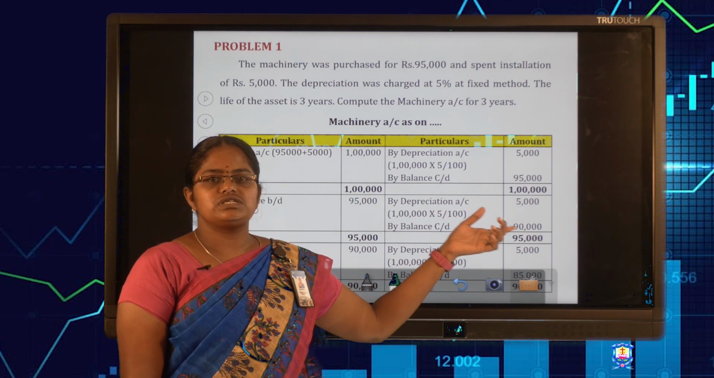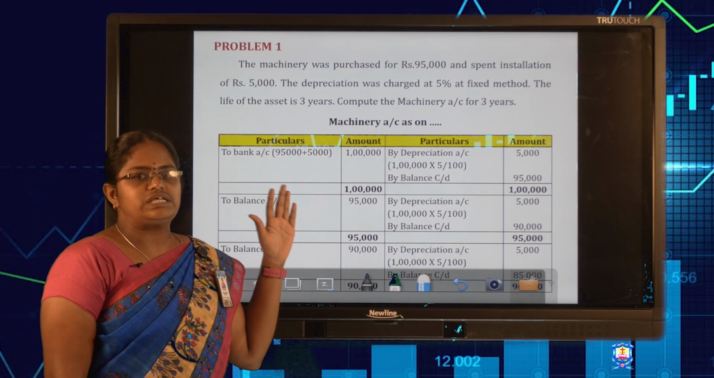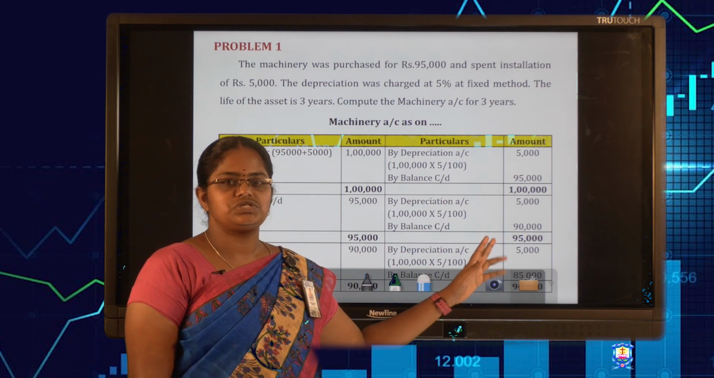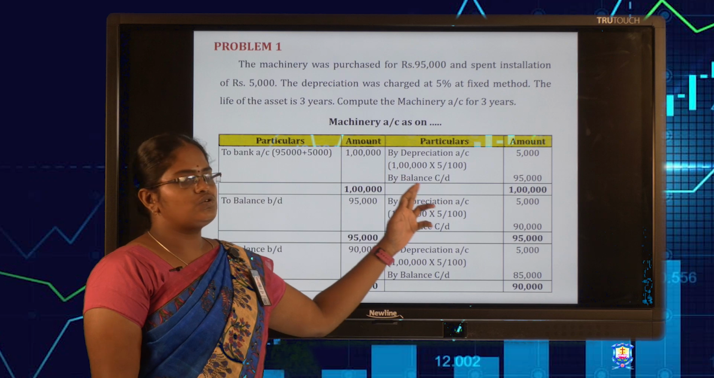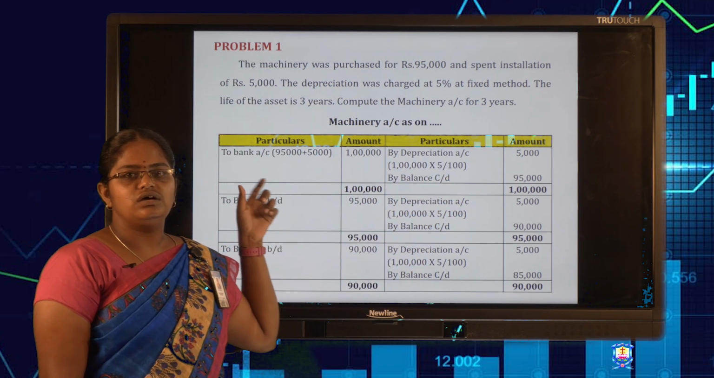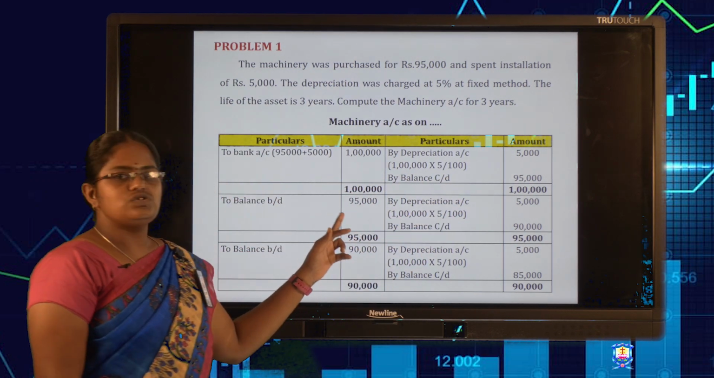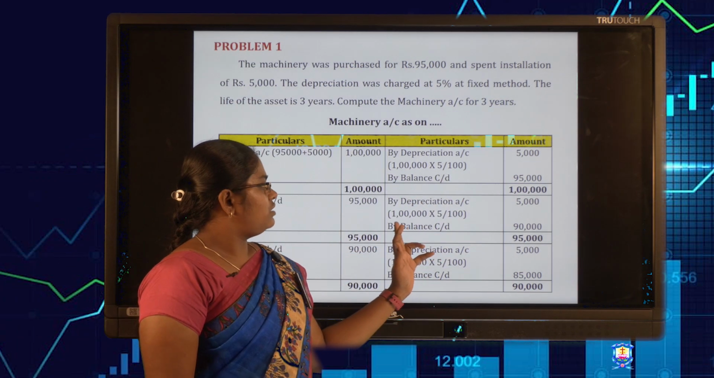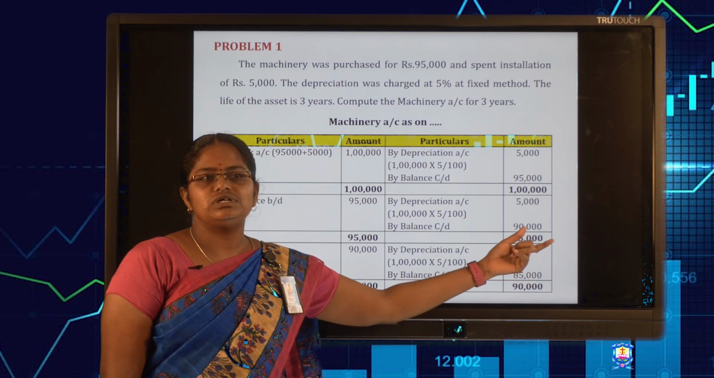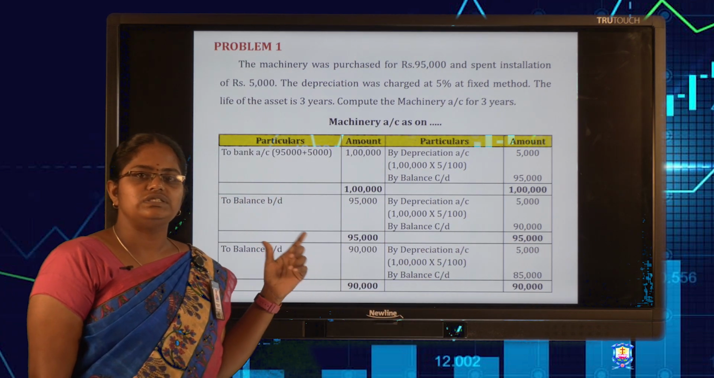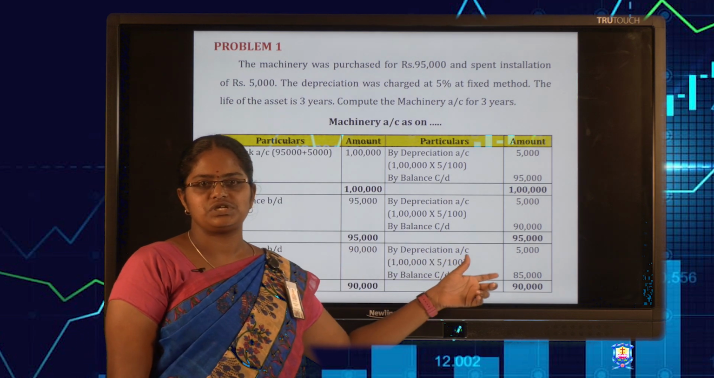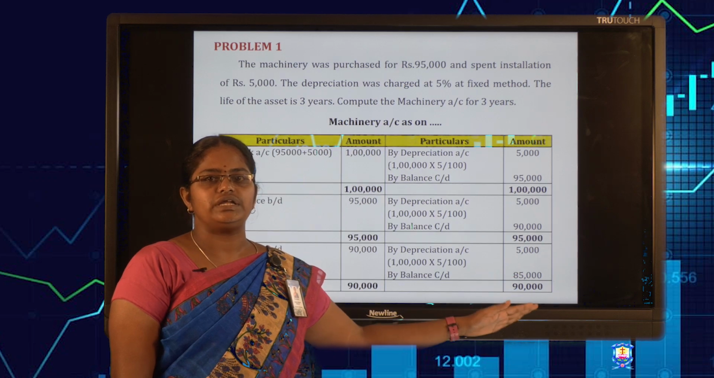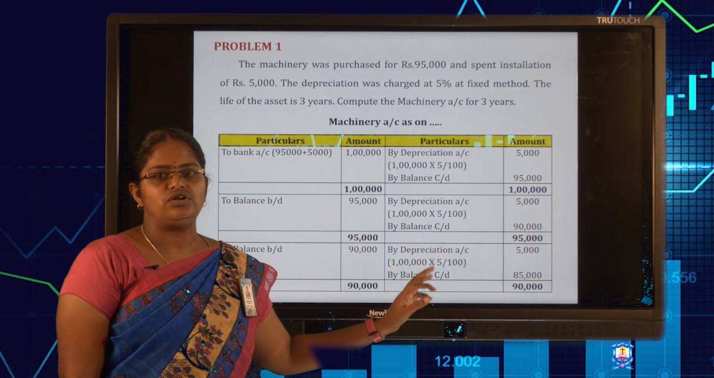The closing balance of the first year will come as the opening balance of the second year. So to balance brought down 95,000. The same 5,000 depreciation is charged on the machinery in the second year. The balance carried down is 90,000. The closing balance will come as the opening balance for the third year, 90,000. The same 5,000 depreciation was charged. The closing balance is 85,000 at the end of the third year. This is called the straight line method of depreciation.